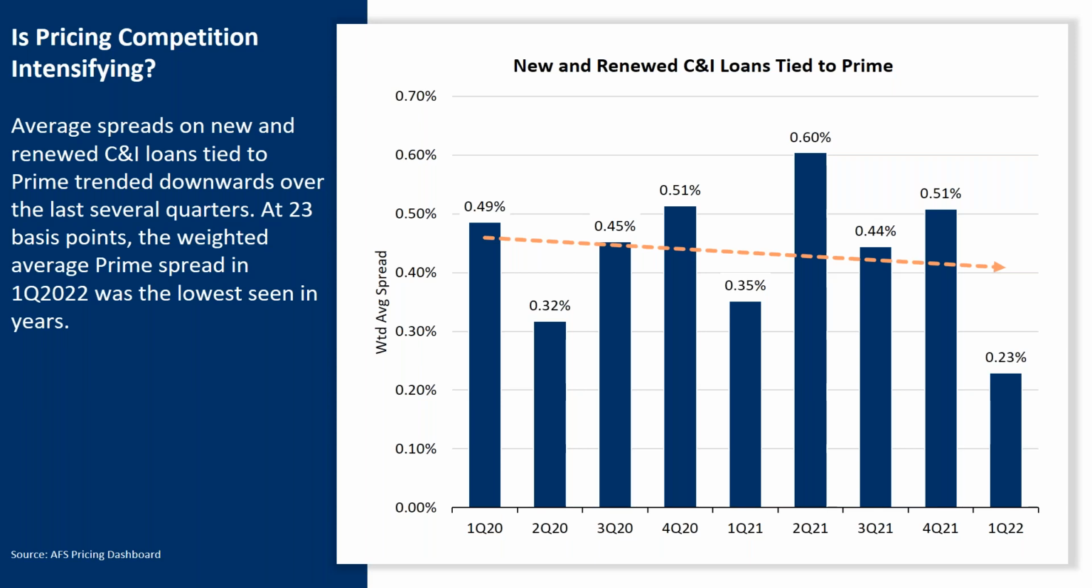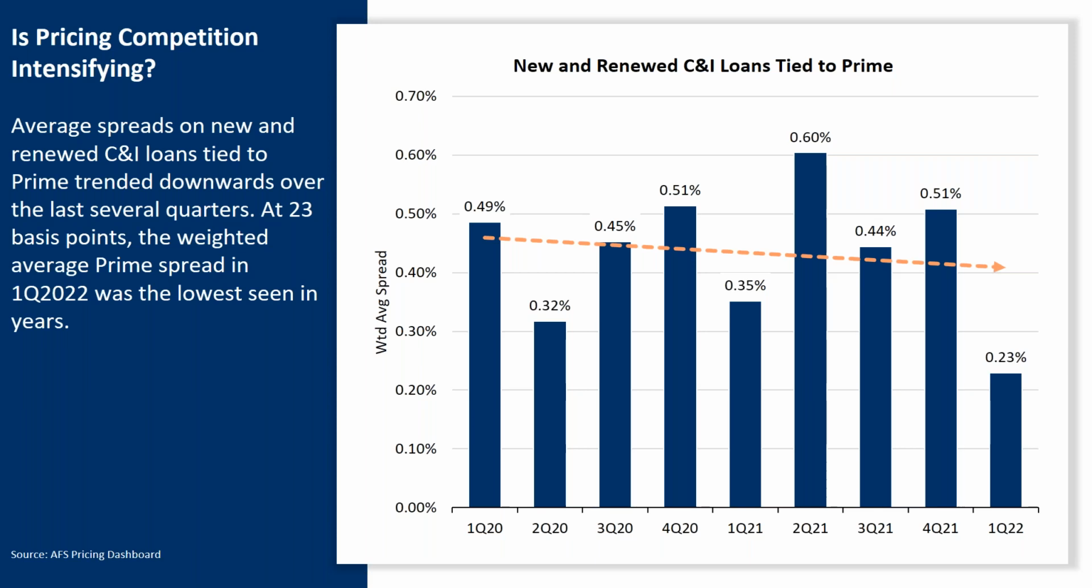We're looking at weighted average spreads on new and renewed C&I loans tied to prime. While spreads on prime-based loans have oscillated over the last several quarters, the overall slope of the trend is downwards. In fact, in 1Q22, we saw the lowest average prime spread in several years. That came in at 23 basis points, which you can see is much lower than what we've typically seen in prior quarters. Now, one explanation for that low prime reading in March could very well be competition, that some banks, again, are willing to cut spreads or offer lower spreads in order to win volume.